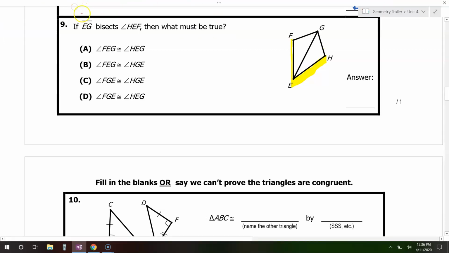Bisect means cut in half. So if I cut this angle in half, then this piece is going to equal that piece. This first piece is angle FEG, and the second piece is angle HEG. So that's what I'm looking for: FEG, HEG. Right off the bat. Boom. There you go.